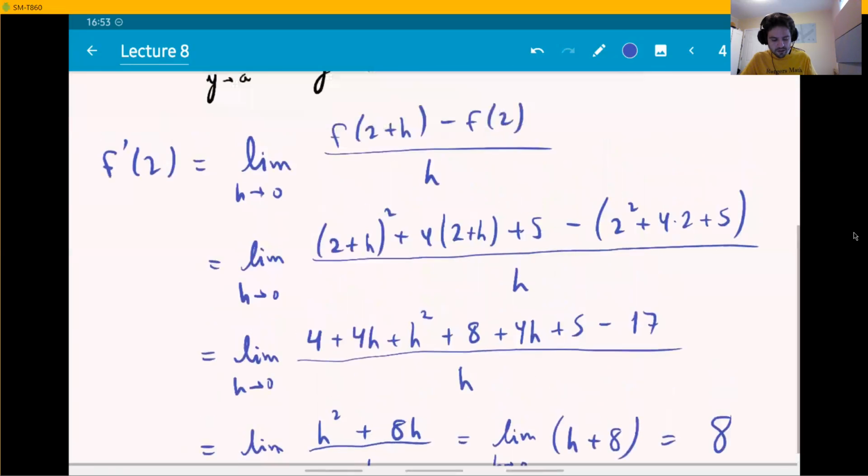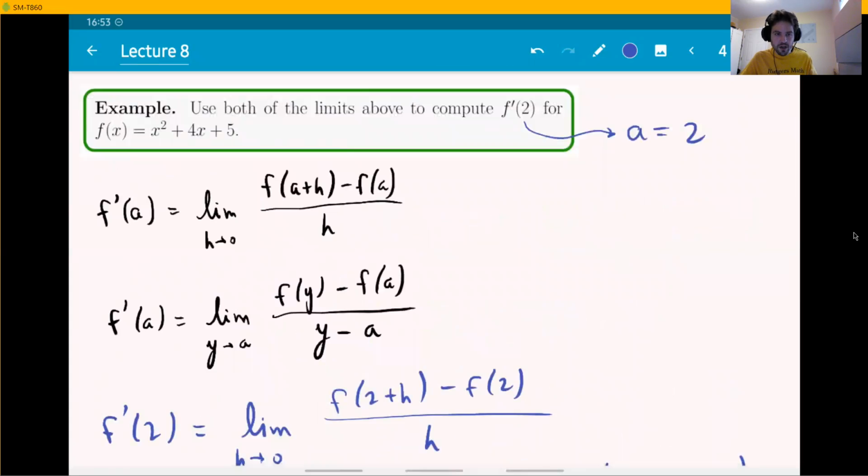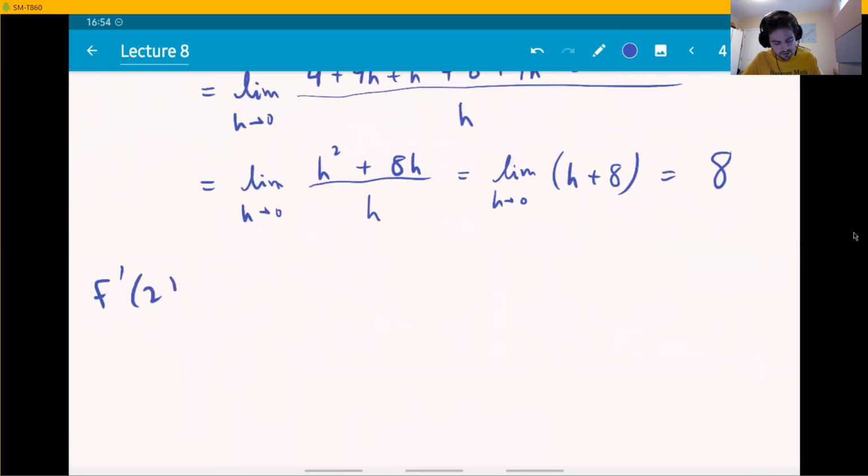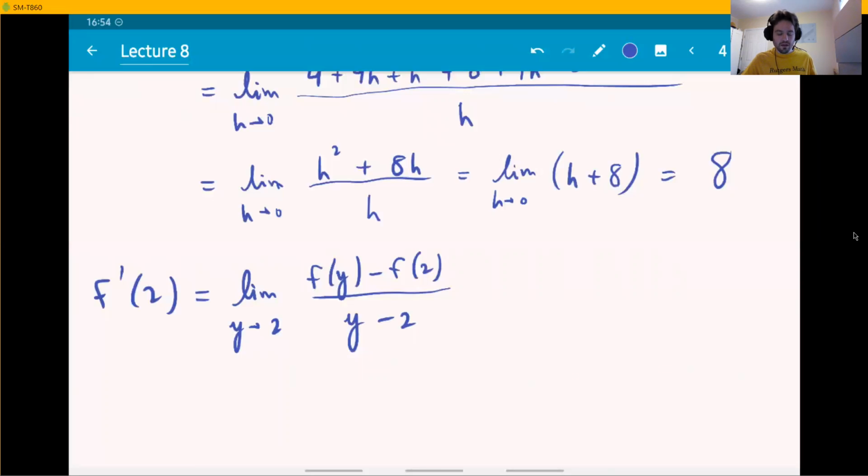Now this calculation was done using this first limit, the one with the h. The problem was asking us to use both. So now I'm going to use the second one, and we better find also the answer 8. So let's see. We are now trying to use this form where y goes to a. a is 2, remember? It's f of y minus f of a, divided by y minus 2. And now replacing f with what it actually is, f of y is y squared plus 4y plus 5, I believe.